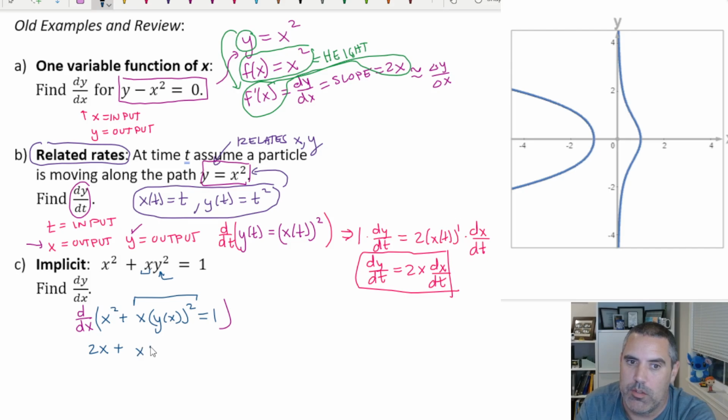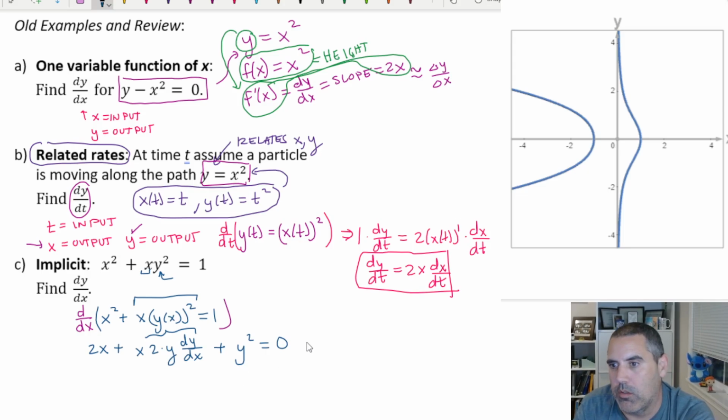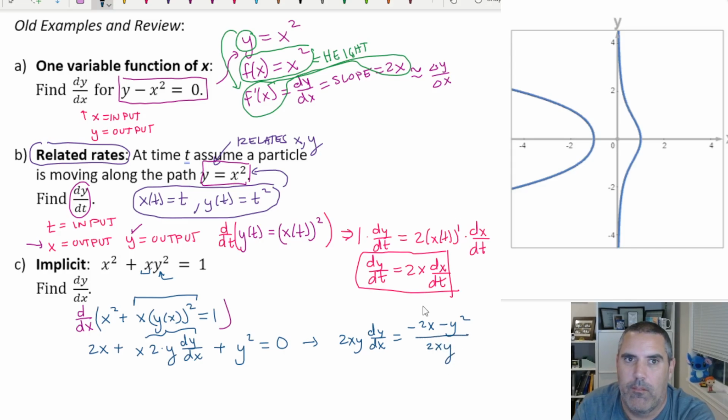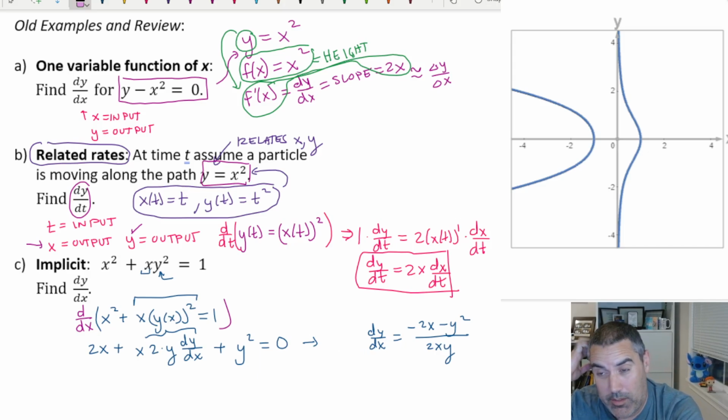First times derivative of the second times y times derivative of the inside, dy/dx. So all of that came from here, plus the derivative of the first, which is 1, times the second, equals 0. And then we can solve for dy/dx if we so wish. Sometimes we can just leave it like that. But 2xy dy/dx is negative 2x negative y squared. And then we can divide by 2xy.